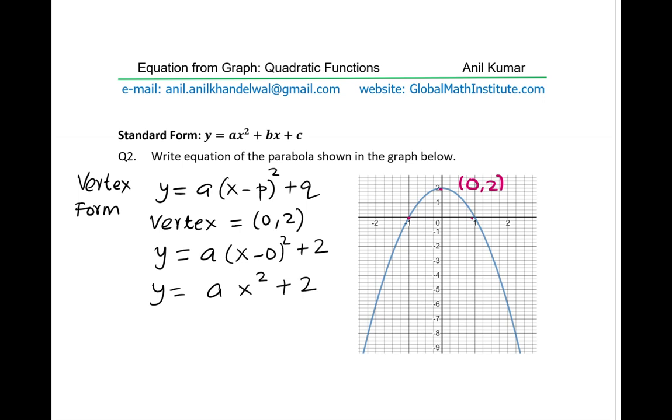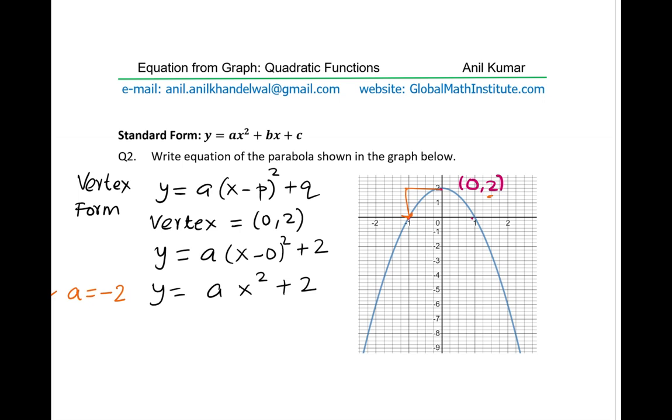Now to find the value of a, we can use the concept of steps. If I move one step left or right, let's say one step left, I go 2 units down, since this value is 2. So I know that the value of a should be equal to minus 2, since we are going down. That is one method of doing it.